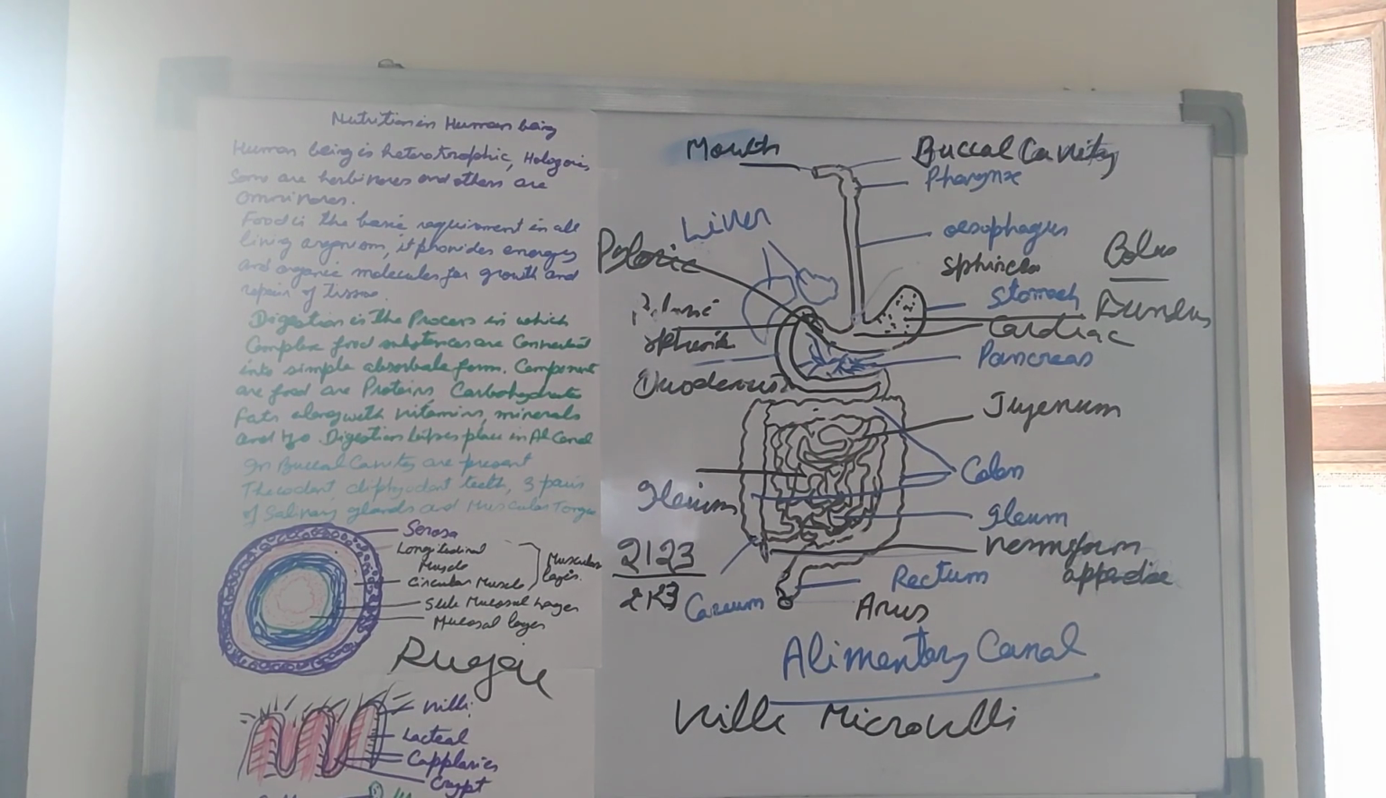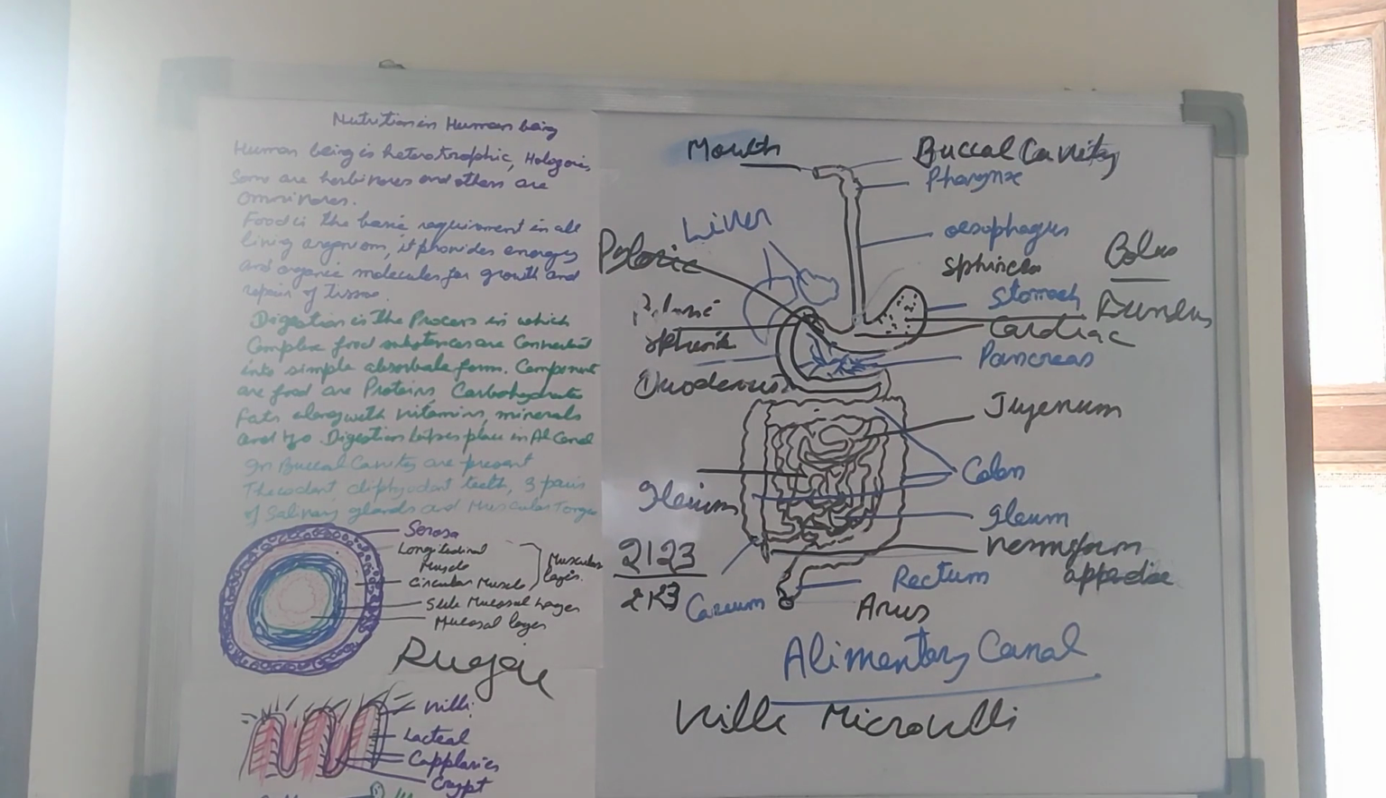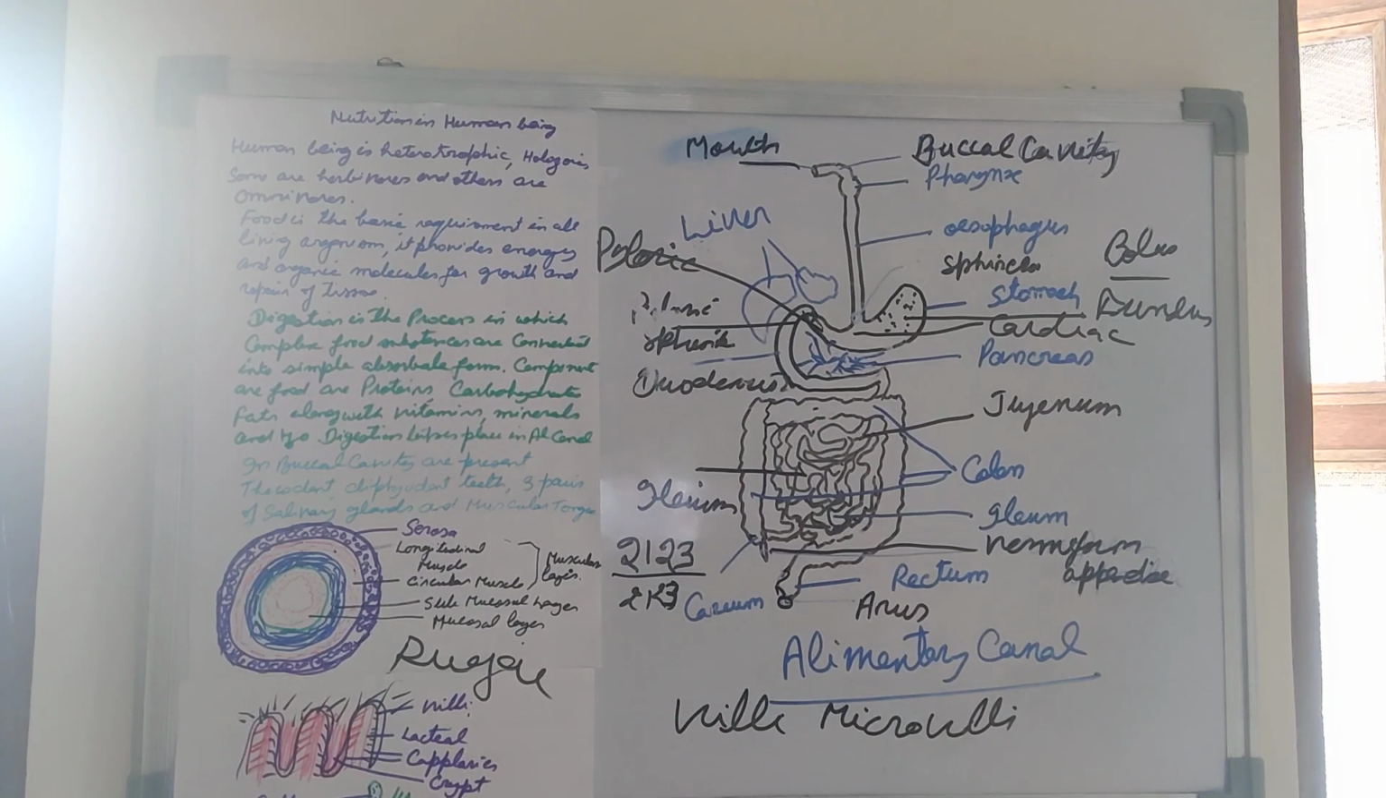I told you that the pancreas is both an exocrine gland as well as endocrine. The endocrine part of the gland releases insulin. And you know this insulin plays a role in the maintenance of sugar in the blood. And this is all about the glands.